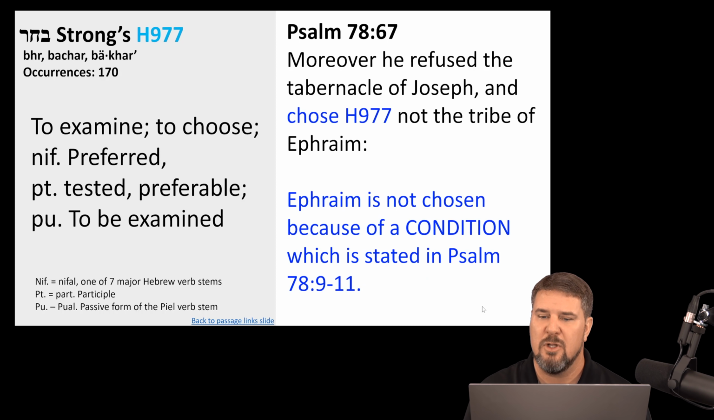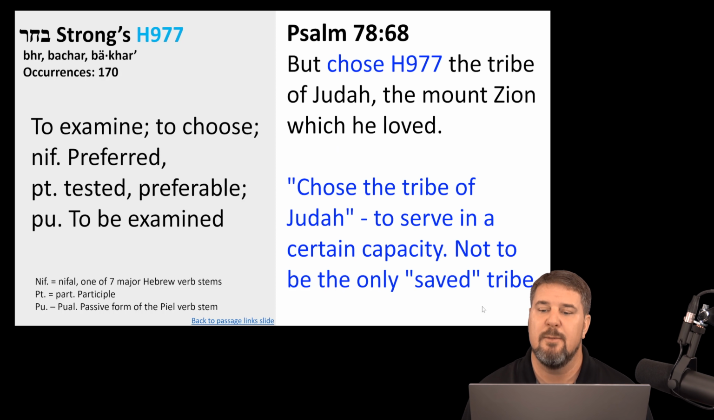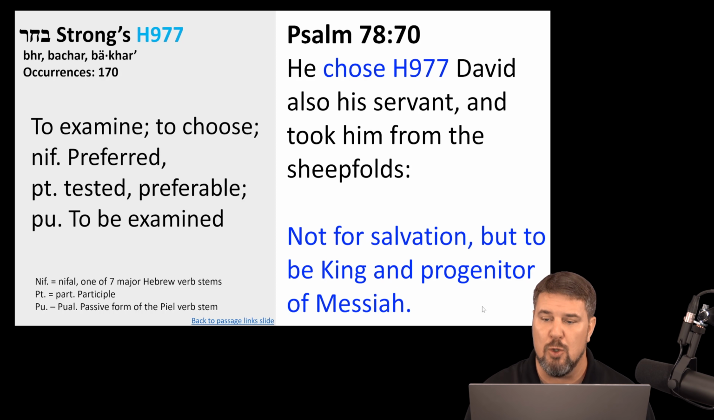Psalm 78:67, moreover, he refused the tabernacle of Joseph and chose not the tribe of Ephraim. Ephraim here is not chosen because of a condition, which condition is stated in Psalm 78:9-11 if you just back up earlier in the chapter. Psalm 78:68, but he chose the tribe of Judah, the Mount Zion which he loved. Now he chose the tribe of Judah to serve in a certain capacity, not to be the only saved tribe. Okay? They have a certain function, certain designation, certain thing to do, certain thing to serve as, certain thing to be. Psalm 78:70, he chose David, also his servant, and took him from the sheepfolds, not for salvation, but to be king and the progenitor of the Messiah.